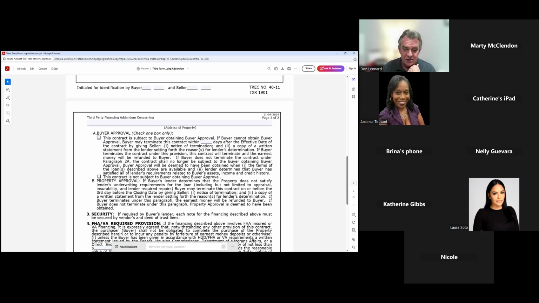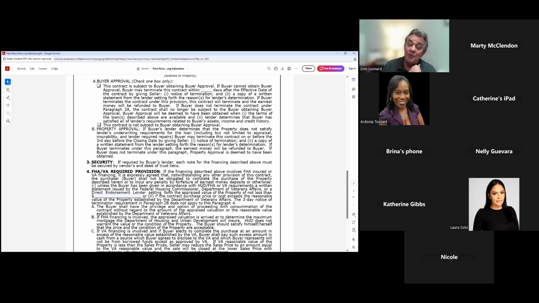Number 3, security. Security just simply says that this property that we're purchasing is going to be used as the collateral. That's all it really says. If required by the buyer's lender, which I guarantee you it will be, the only time it might not be would be on a hard money loan, each note for the financing described must be secured by vendor and deed of trust lien. So the property that's being purchased becomes the collateral.